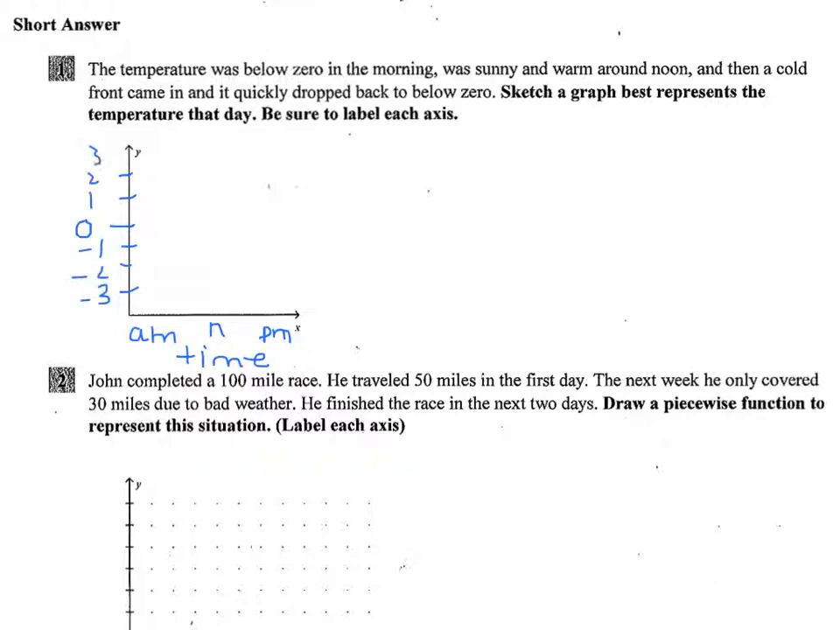1, 2, 3. Put temp. So all you need to do is show that the temperature was below 0, went above 0, and then went back below 0.